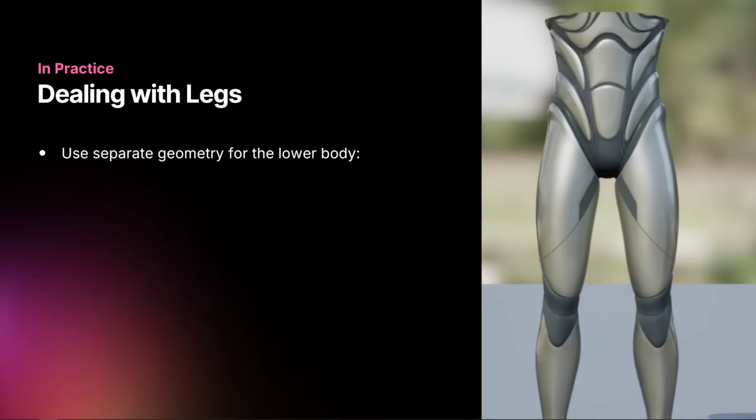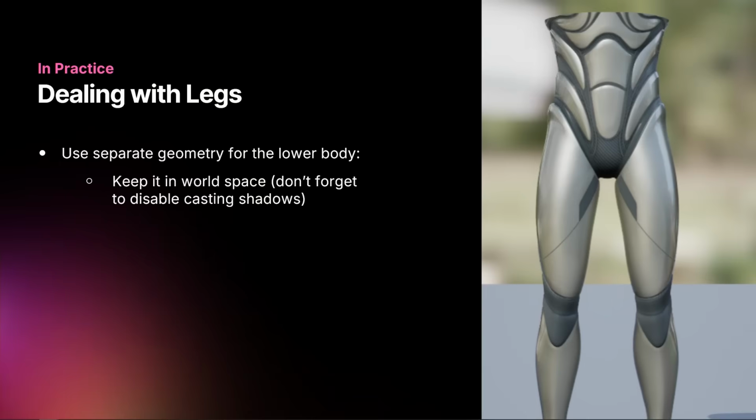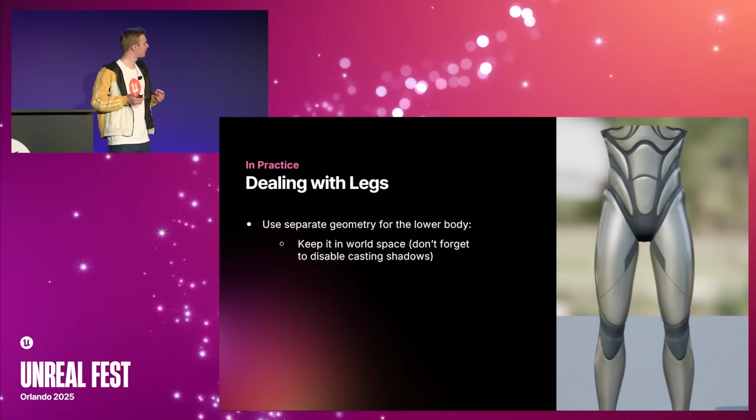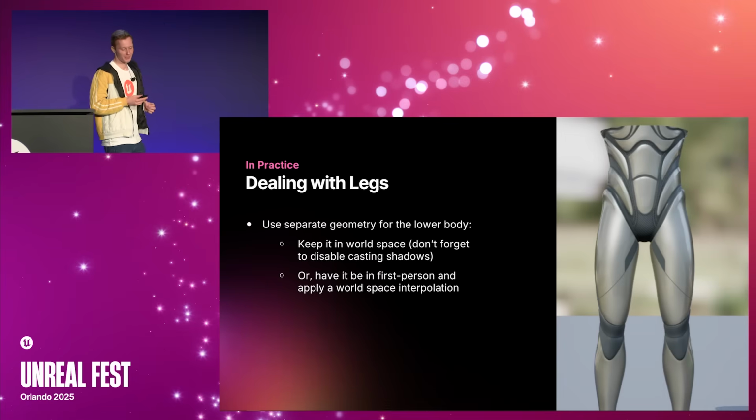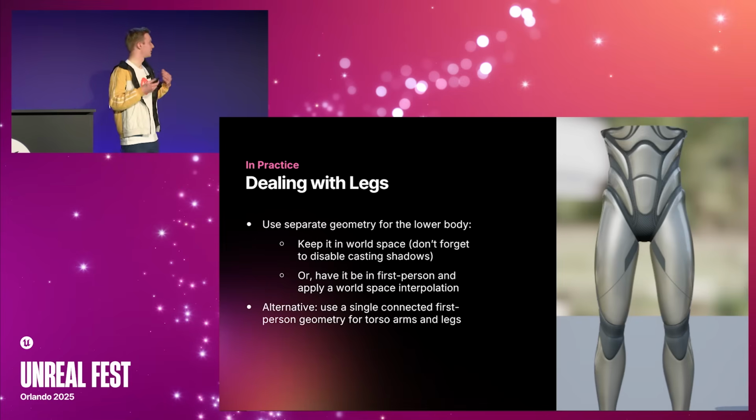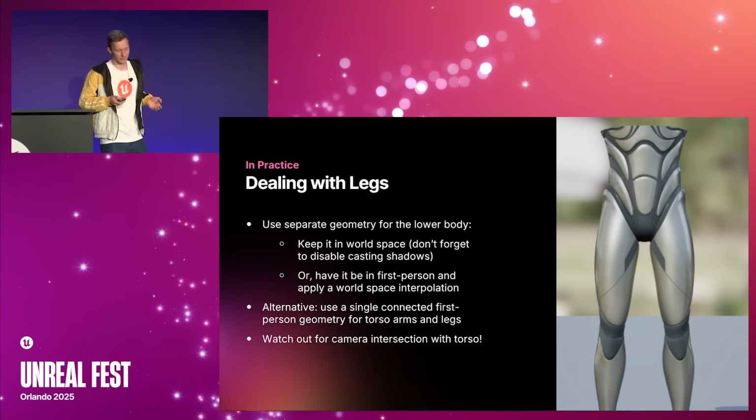Okay, dealing with legs. So you can use separate geometry for the lower body. I've put a picture of what that might look like on the right. And then you can keep it in world space, but don't forget to disable casting shadows. Otherwise, you might be in for some torso-less legs walking around in the shadow world. Or you can have it be in first person and apply the world space interpolation to get the feet to connect to the ground. Alternatively, what we did is use a single connected first person geometry for torso, arms, and legs.